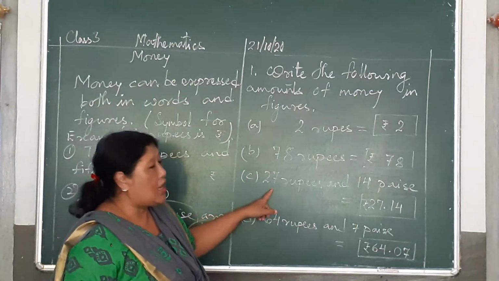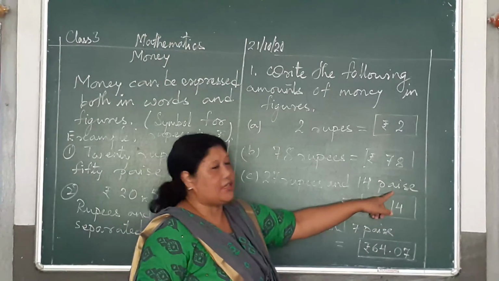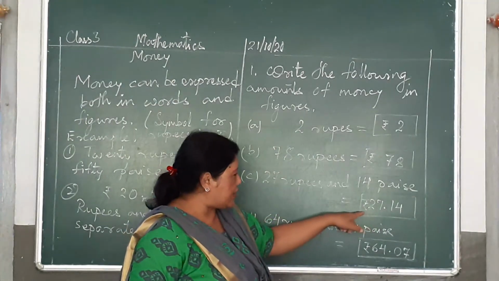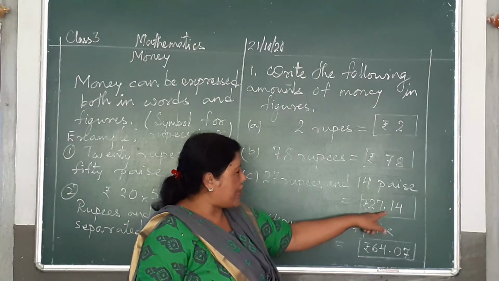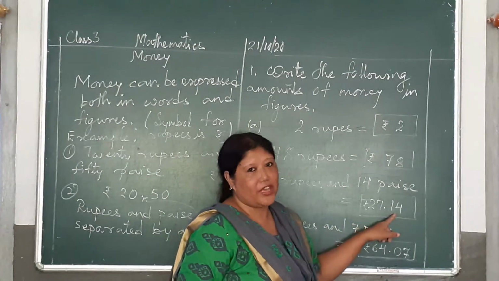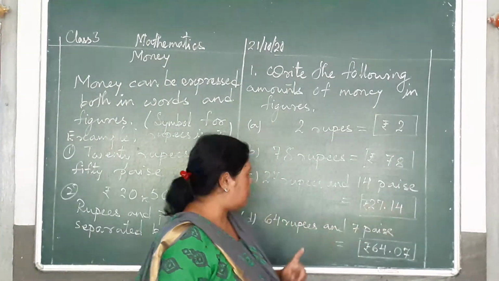Now comes another part. 27 rupees and 14 paisa. How did I tell you to write? 27 rupees, this symbol you have to write, 27, then there will be a dot, then 14, okay. Don't write P out here when you write in figures, remember that.